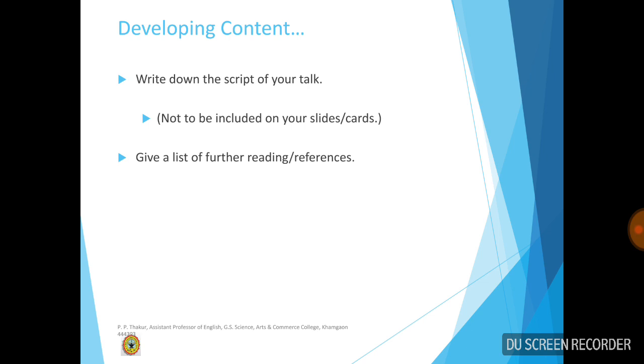You should give a list of further reading or references at the end of your talk, if it is relevant. You should use charts, graphs, pictures, audio, and video wherever and whenever possible to increase the visual appeal and comprehensibility of your presentation. Including these things will make your presentation interesting and easier to understand.